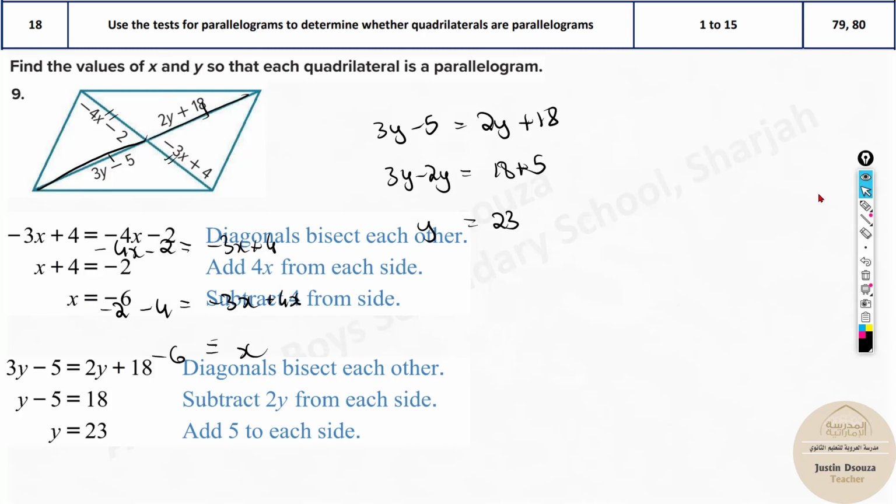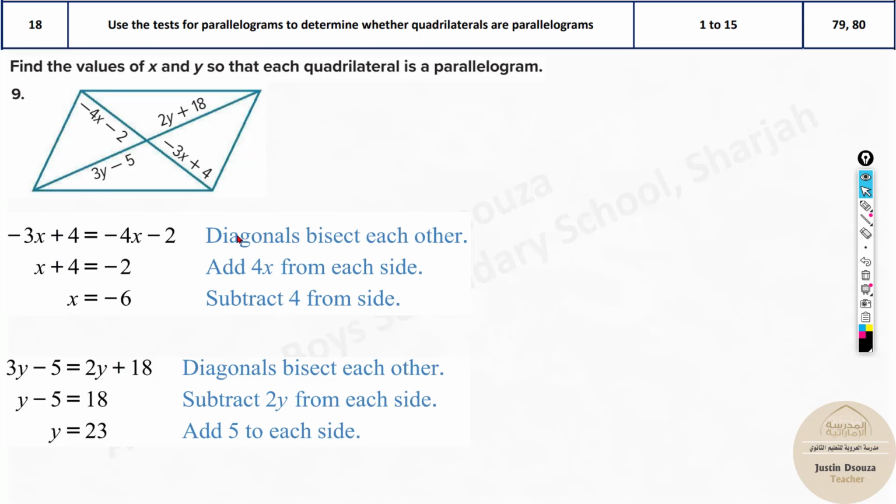Because the diagonals bisect each other. That is very important to mention over here. It's very helpful if you mention this. Even if you write this, it's enough. But if you mention these statements, it's well and good.